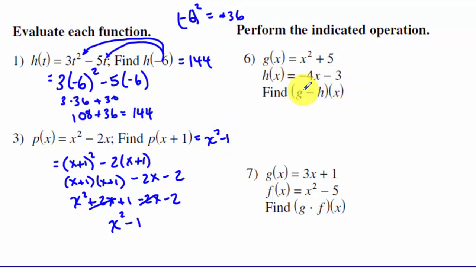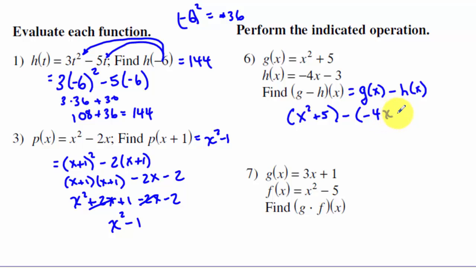Now functions, just like numbers, can be added, subtracted, multiplied, divided. So this will be one of the notations for subtracting the h function from the g function. It could also be written as g of x minus h of x. So both of those mean the same thing. So we're going to take the g function and we're going to subtract the h function.